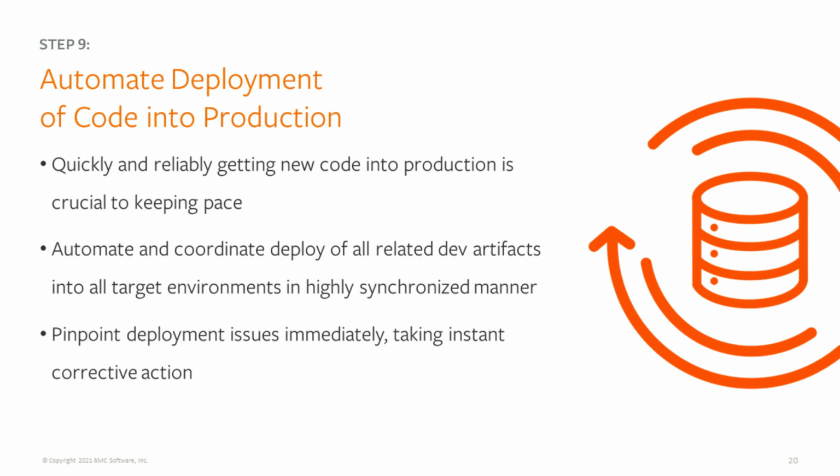Okay, so step 9 is about automating deployment of code into production. And Craig, there's been automated deployment of code and executables in mainframe source code management systems for decades. What's the difference now?